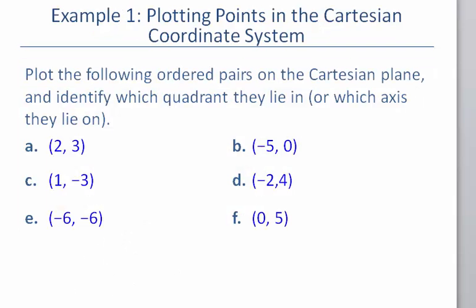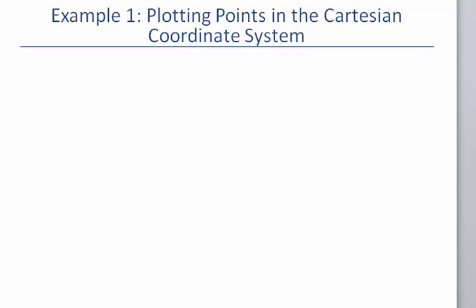So we're going to begin by doing some examples where we plot points, which in most cases should be a review. Our directions say, plot the following ordered pairs on the Cartesian plane and identify which quadrant they lie in, or which axis they lie on if they don't lie inside a quadrant. Part A asks us to graph the point (2, 3).